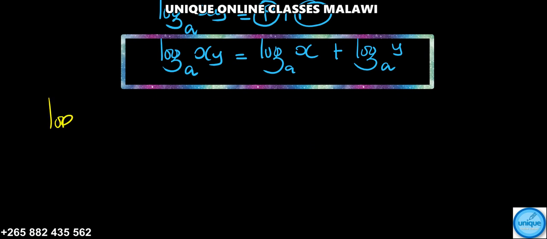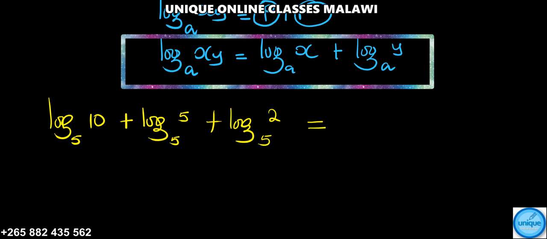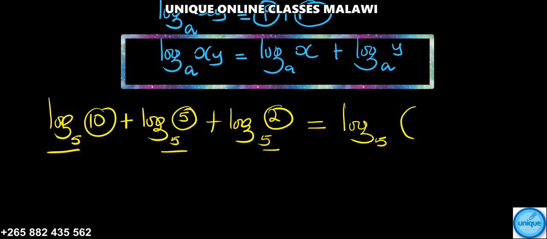Simplify log of 10 base 5 plus log of 5 base 5 plus log of 2 base 5. Since they all have the same base, we better write it as a single log of base 5, which is equal to 10 times 5 times 2. So this will be log of 10 times 5, which is 50, times 2. The answer is 100, so here it will be log 100 base 5.